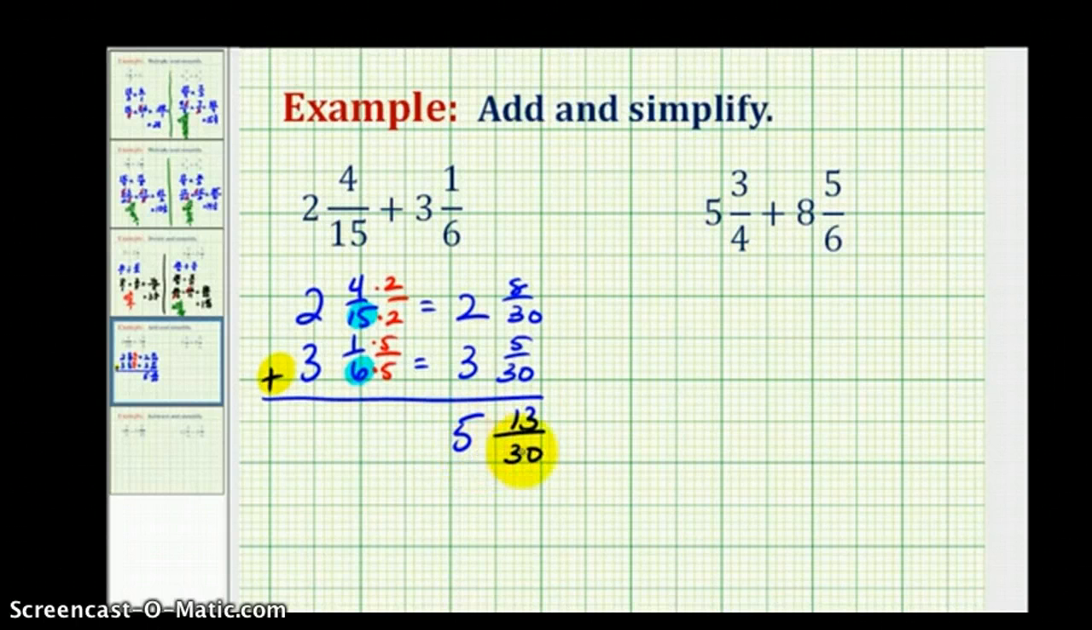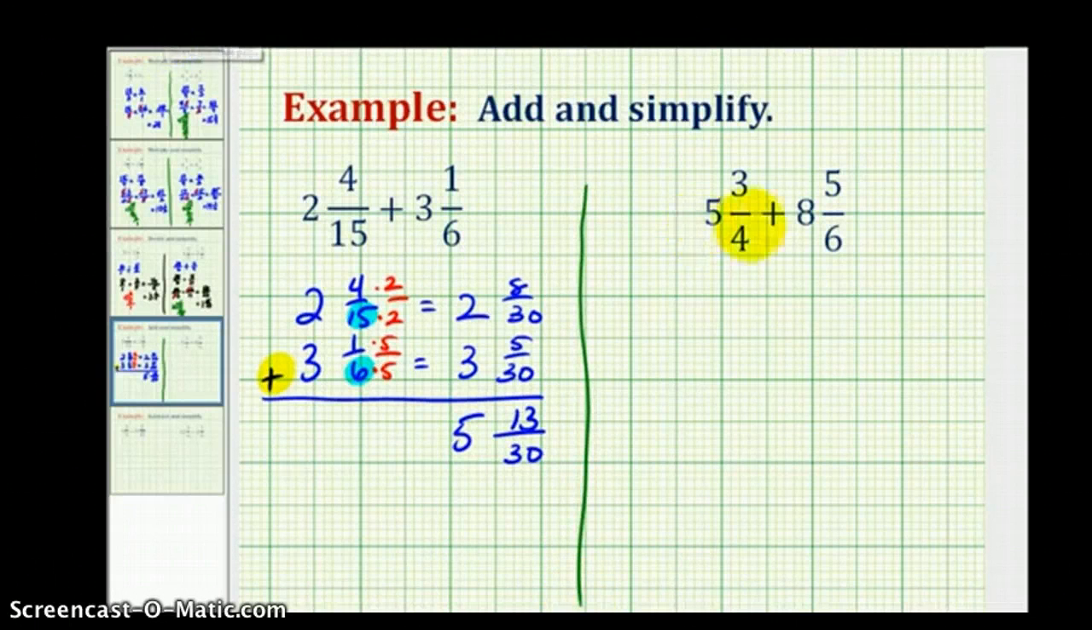A couple things to check. Notice that this is a proper fraction, meaning the numerator is less than the denominator, and also that this fraction does not simplify. 13 is a prime number, therefore the numerator and denominator do not have any common factors. Let's take a look at a second example.